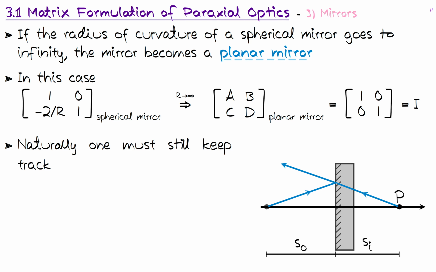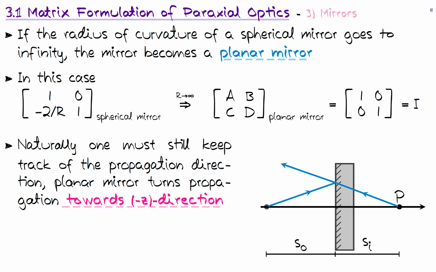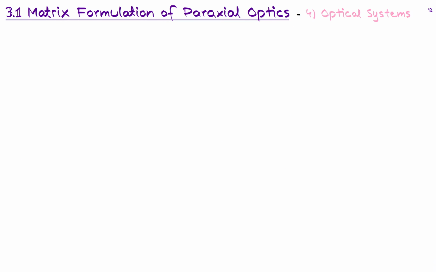And like I already warned, naturally, we must still keep track of the propagation direction. So for planar mirrors, even though nothing seems to be happening for the actual ray propagation because we are multiplying a ray with an identity matrix, please note that, of course, the propagation direction is being reversed. So a planar mirror turns the propagation direction towards the minus z direction. This is an obvious thing, but easy to lose track of if you're just simply doing the math and not thinking about the physics of your situation.